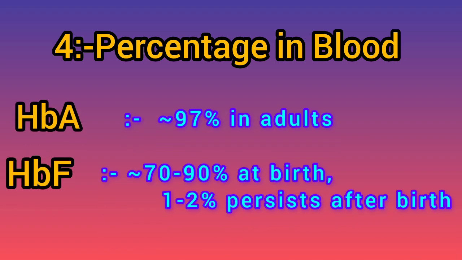Next difference is on the basis of the percentage in the blood. The major hemoglobin present in the blood is adult hemoglobin, which is around 97%, while fetal hemoglobin is present at only 1 or 2%. At the time of birth it is 70 to 90%, but after birth the percentage of fetal hemoglobin gradually decreases, and after 2 years only 1 or 2% of fetal hemoglobin is present, while 97% is adult hemoglobin.